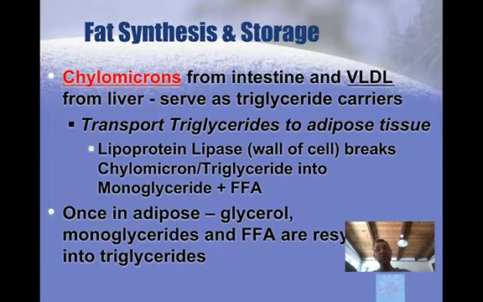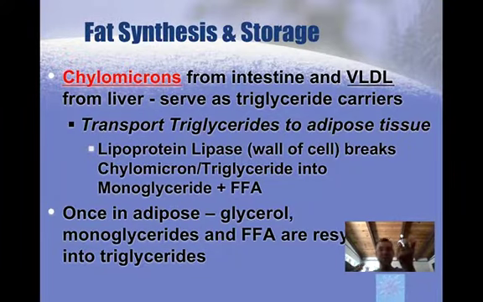Chylomicrons, and then very low density lipoproteins, which come from the liver. That's usually from the conversion of carbohydrates to fat in the liver. And then the liver dumps those fats in the form of very low density lipoproteins into the bloodstream. Those are our two fat carriers, our two triglyceride carriers.